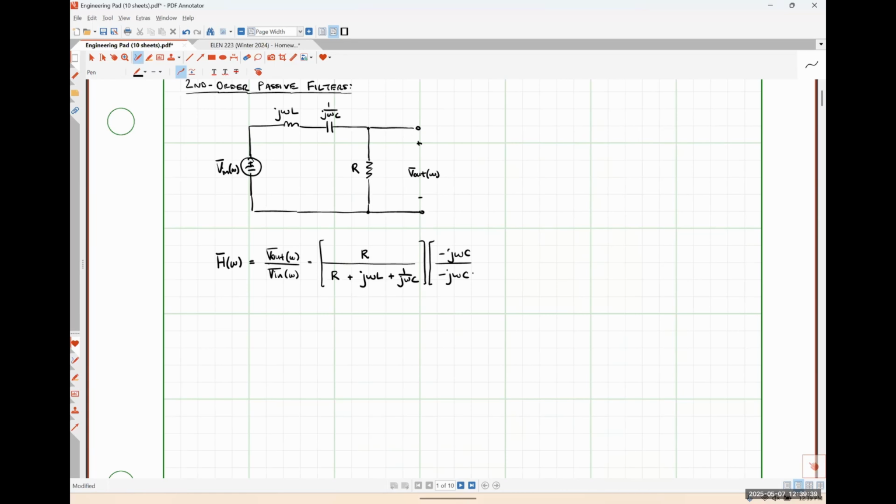Let me go to the right page on my notes here. Nope, I lied. I was looking at the wrong page of notes. I'm going to do positive j omega C over positive j omega C for this one. Sorry about that. Okay.